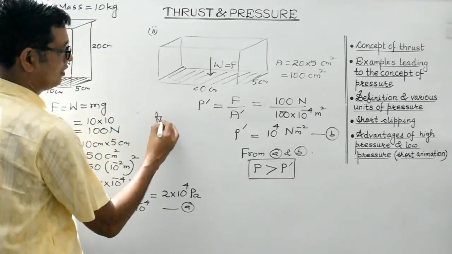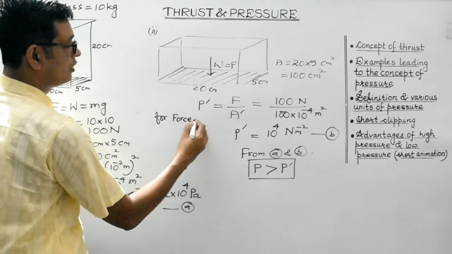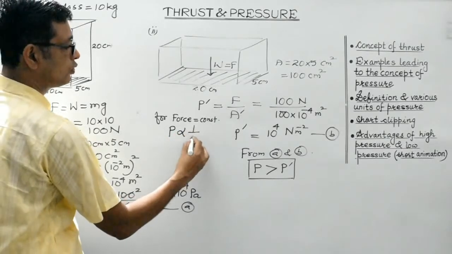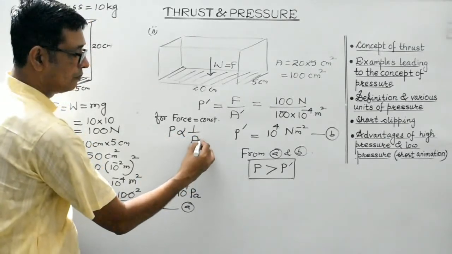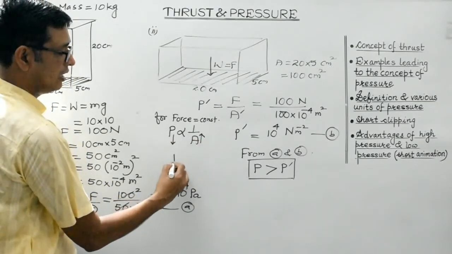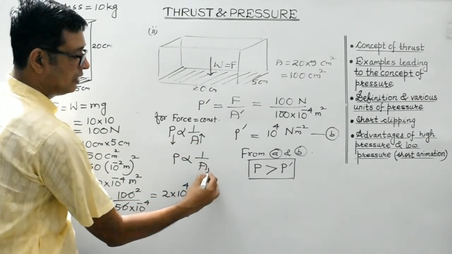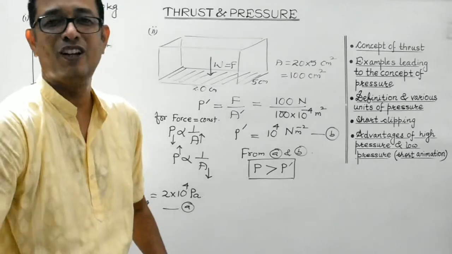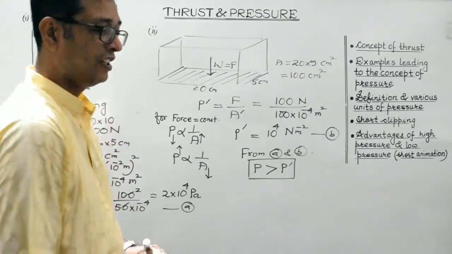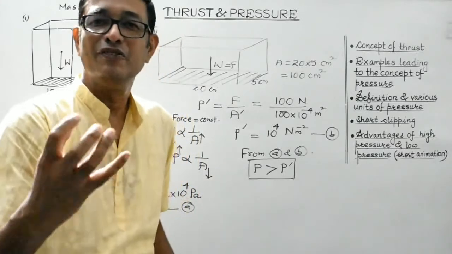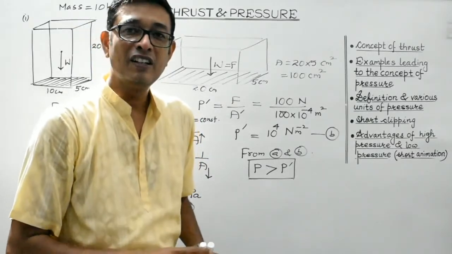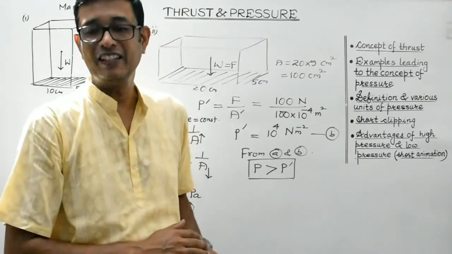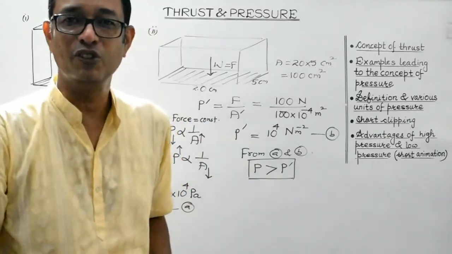So for force to be constant, pressure is inversely proportional to the area. If area is more, then pressure will decrease. And if area decreases, then the impact of force, that is the pressure, will increase. It's a simple concept. Again, students, I would like you to watch another very short and interesting animation based on the advantages of low pressure and the advantages of high pressure, right? This will be again quite interesting for you, right?